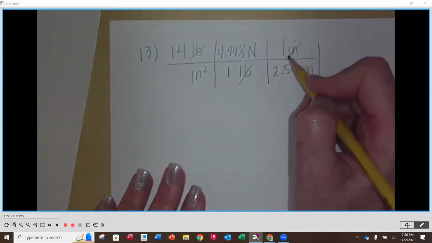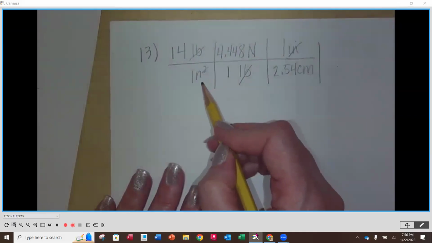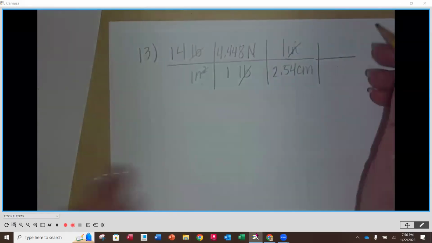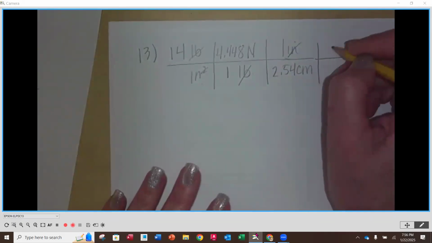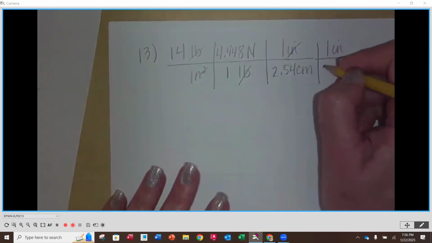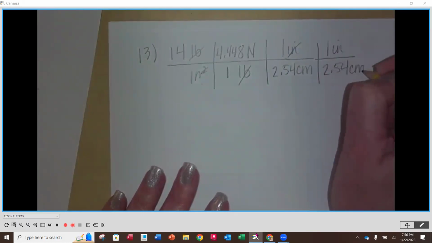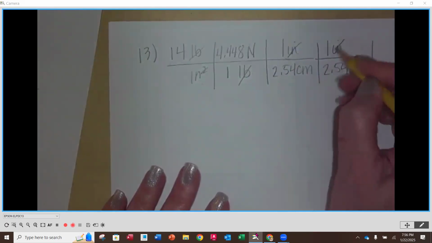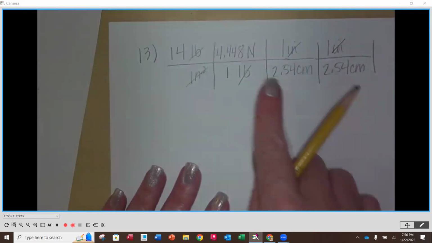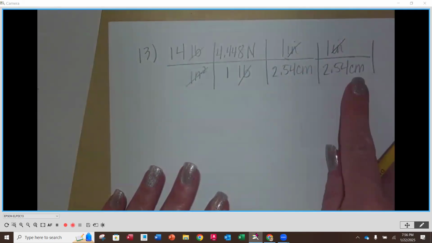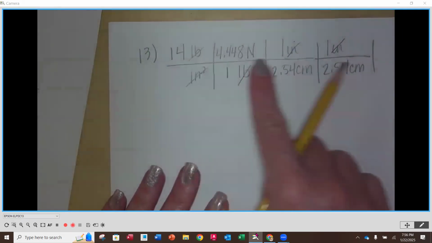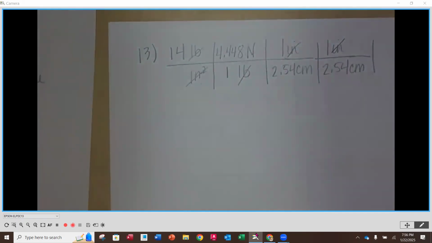That took care of one of the inches, right? There's still another inch down here. So I need to do that twice because it's a square. I've got to clear that power. So 1 inch, 2.54 centimeters. That clears the second one. And now I've got newtons per centimeter squared. So we'll multiply across the top, divide by the bottom.